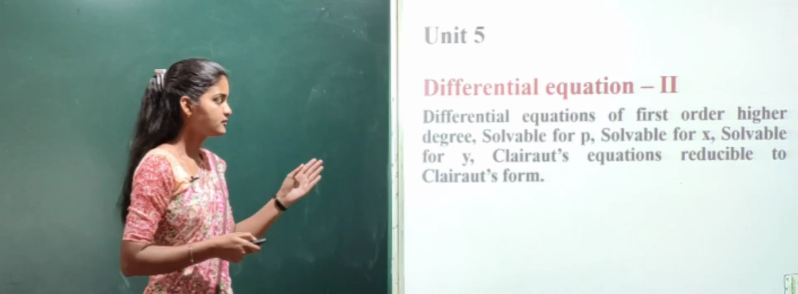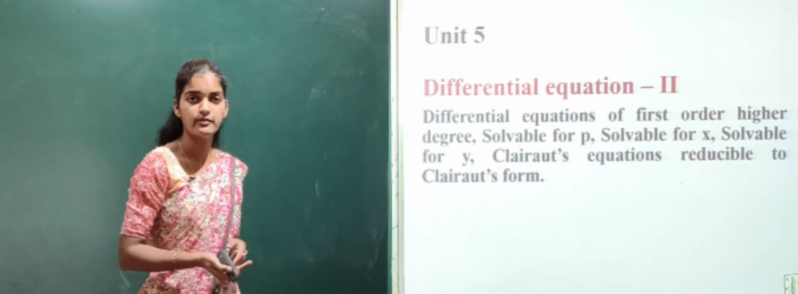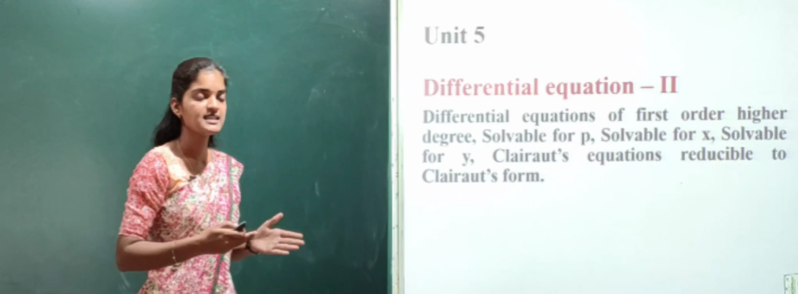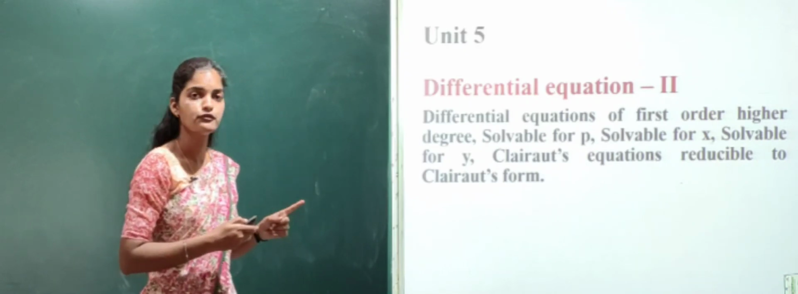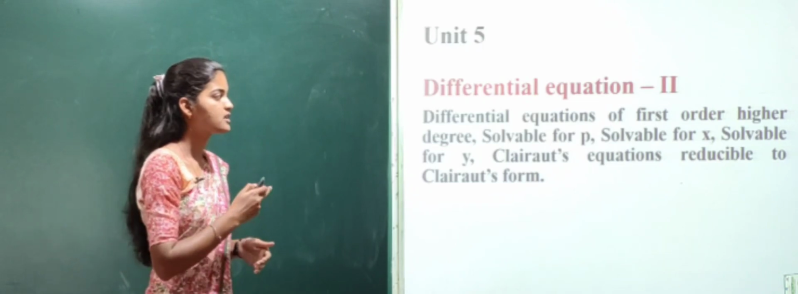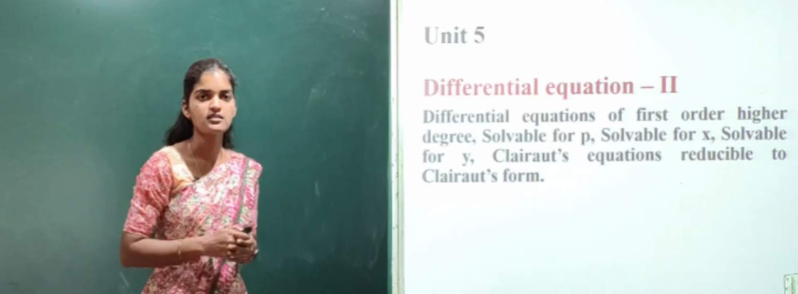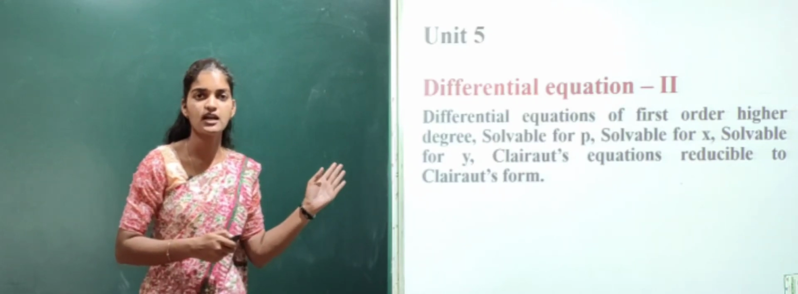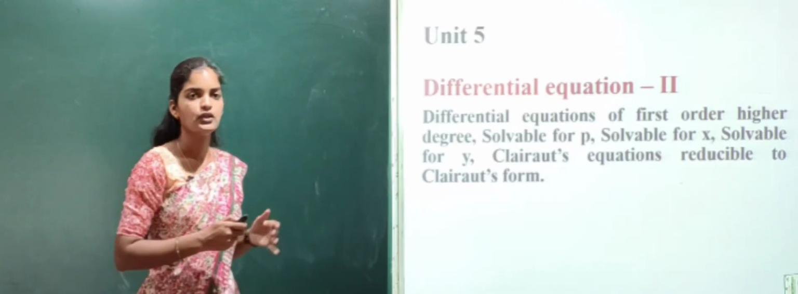Then come differential equations solvable for p, solvable for x, and solvable for y. After these three forms there is another important one, Clairaut's equation, and also equations reducible to Clairaut's form. This is about your unit 5. Clairaut's equation is the last point in unit 5.